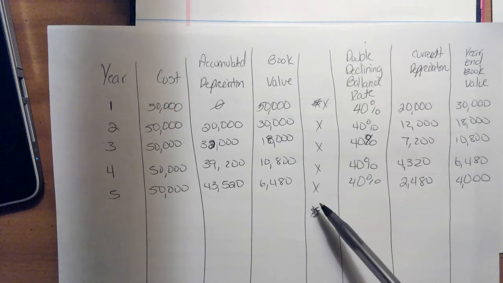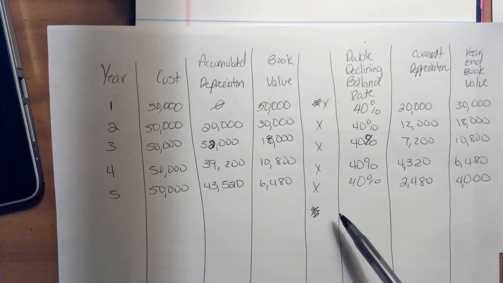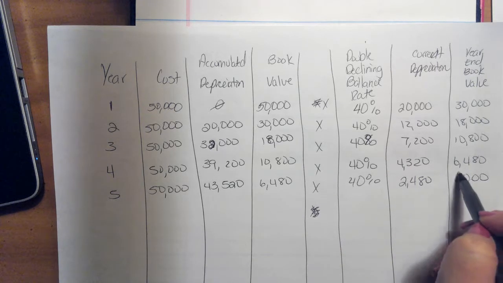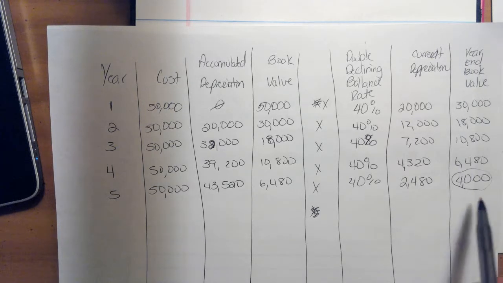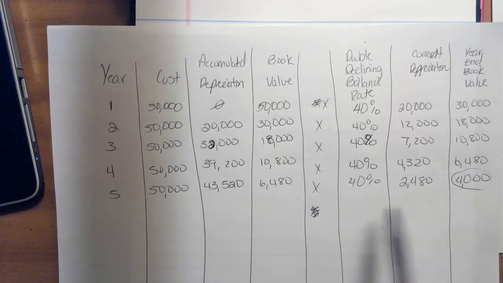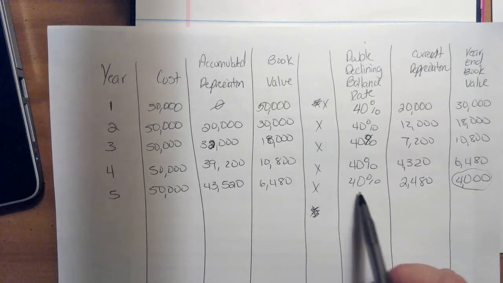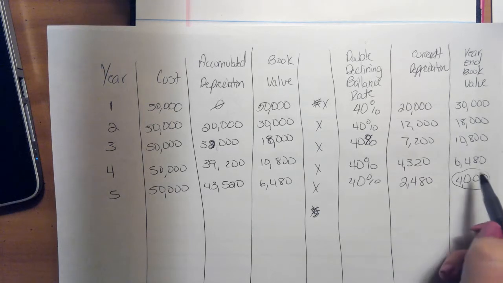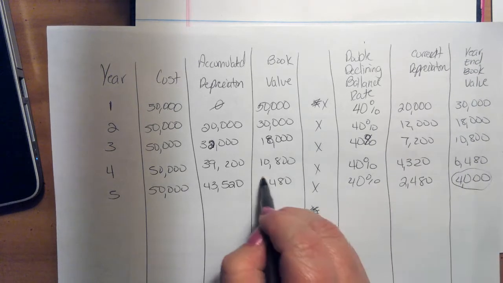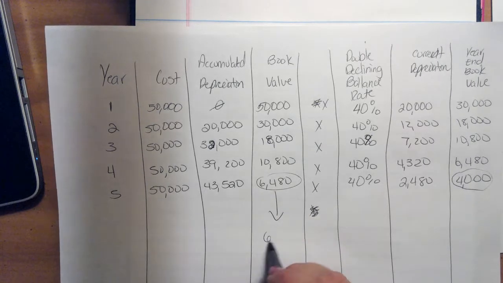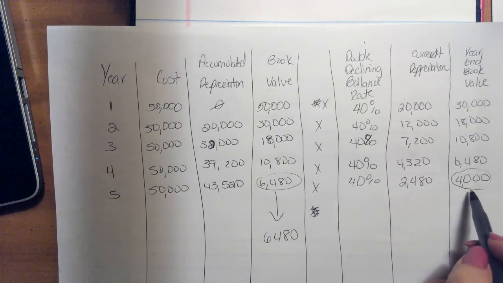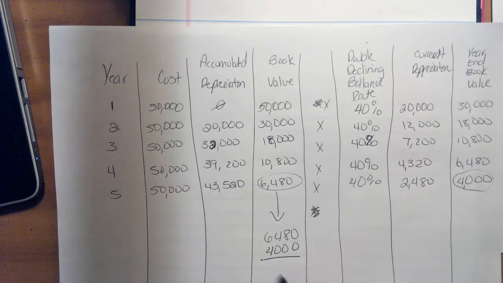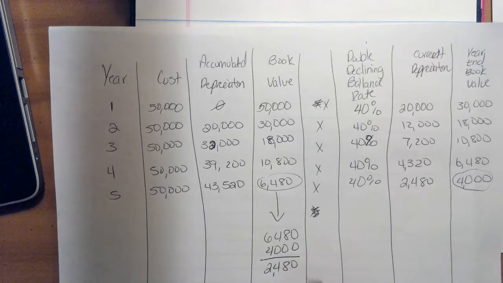However, in the last year of depreciation for double declining depreciation, we have to look at the residual value, which is $4,000, and we cannot go below the residual value. So if you multiplied $6,480 by 40%, you would not get $2,480. This is simply me taking the current year book value, $6,480, and subtracting the year-end book value, which is also the residual value that I want to arrive at, and the difference is $2,480.